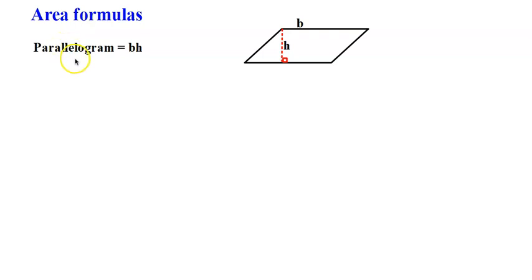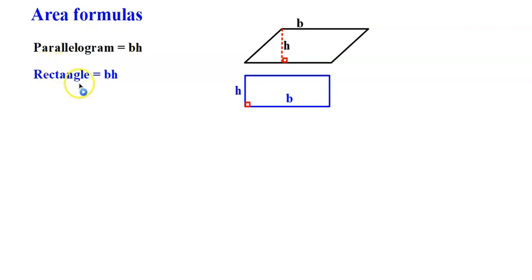So area of a parallelogram is base times height. Base is just one of these bases. The height, remember, is perpendicular to the base. And honestly, every single area formula is based off of the parallelogram. For example, rectangle, also base times height. Why? Because a rectangle is a parallelogram. It's just a special kind of parallelogram where the base and the height are both sides of the shape, whereas over here the height is not one of the sides. The height is the distance from one base to the other base.